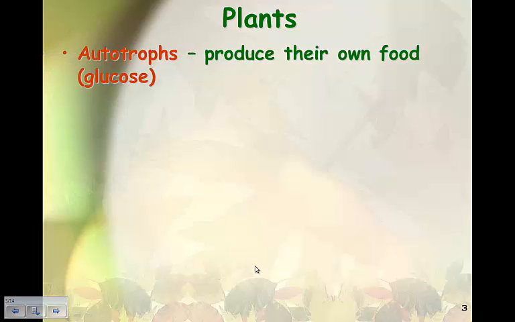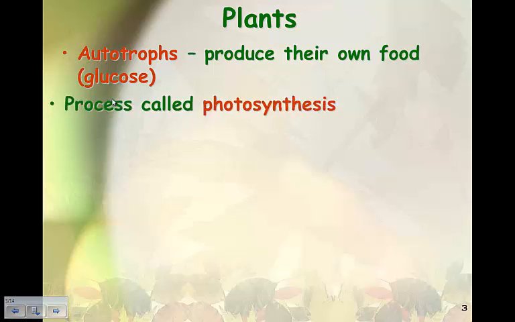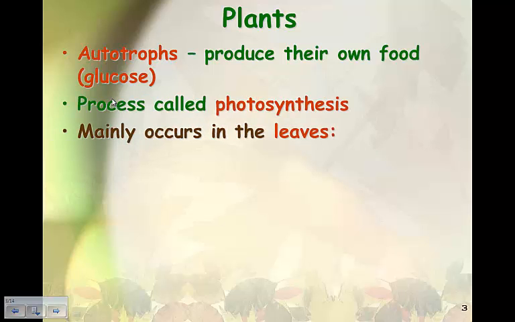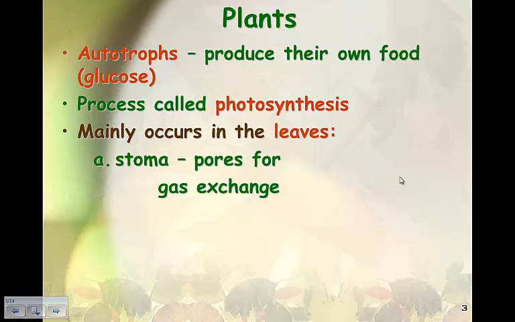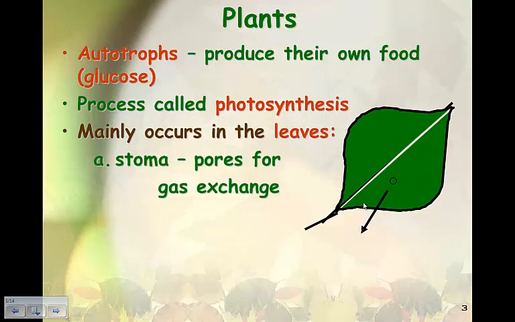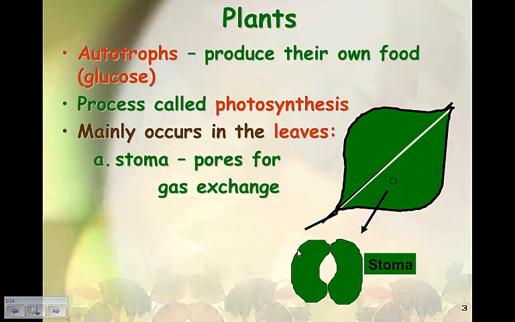Okay, so let's look at plants. Plants are autotrophs. Auto means self, troph means feed. They're self-feeders. They produce their own food, which is glucose. This process is called photosynthesis, and it mainly occurs in the leaves, in a structure called the stoma. It's on the underside of leaves, and it looks like this.